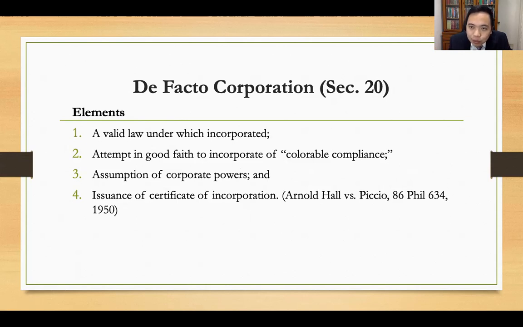Kalimutan nyo na lahat, class. Huwag nyo lang itong kalimutan. Hindi naman. Alalahanin nyo rin yung iba. Pero isama nyo ito, itong Section 20.